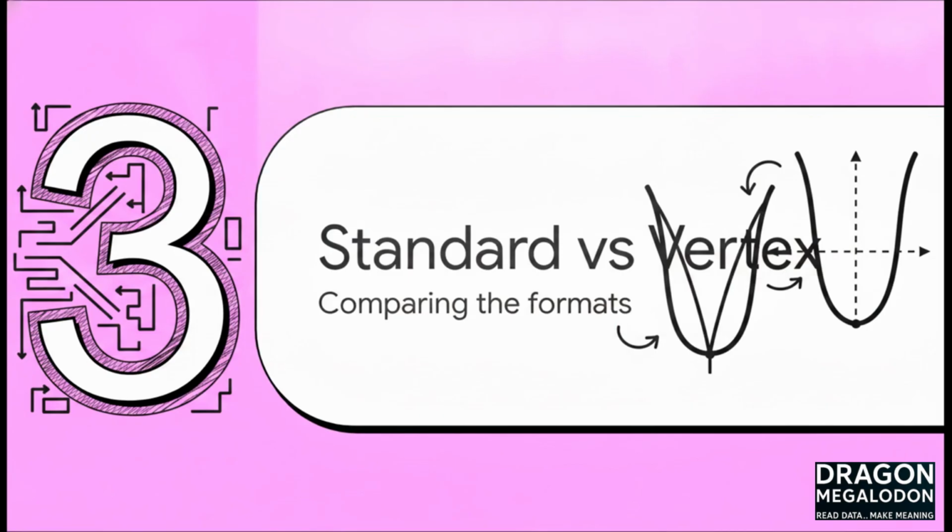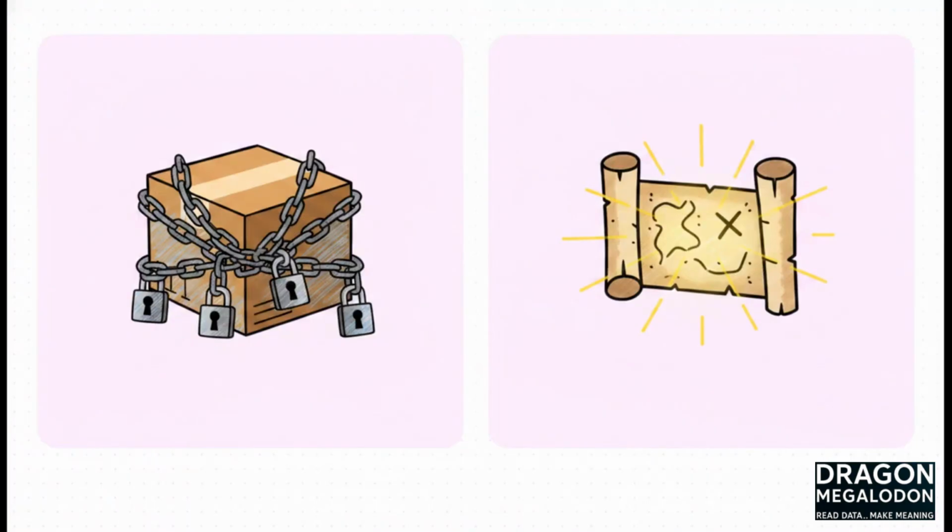Section 3, standard versus vertex form, comparing the formats. Let's look at the two primary ways developers write this code. First up, we have the raw compiled look of standard form. Y equals ax squared plus bx plus c. It's incredibly clean for a computer to process, but man, it actively hides its geometric secrets from human eyes.